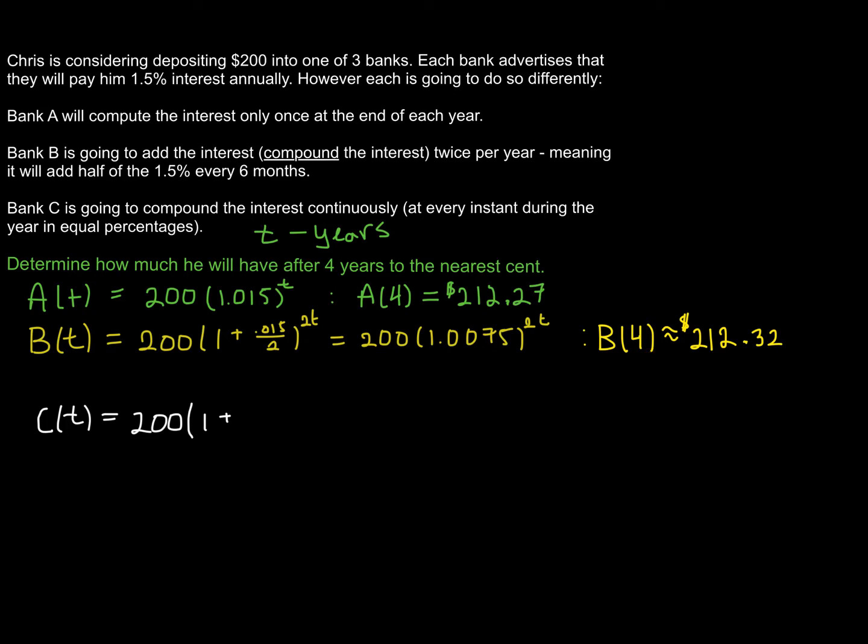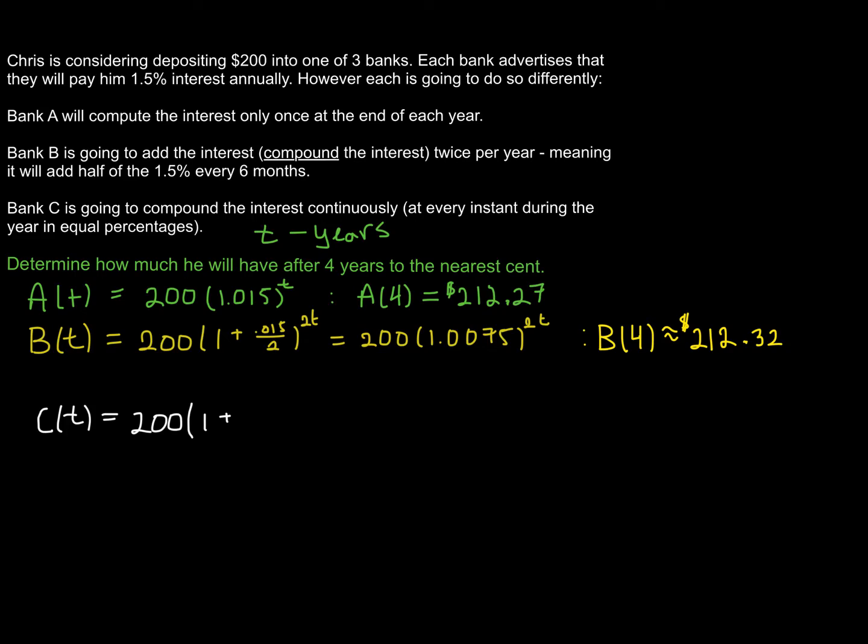So computing B of 4, we get $212.32. So we can see we're making a little bit more money, and that should make sense because when you compound that interest twice, you're gaining a little bit of interest the first time. So the next time you take the interest, there's actually a little more in your bank account, and that little bit more gains some interest as well. So you end up with slightly more than you would have in situation A.